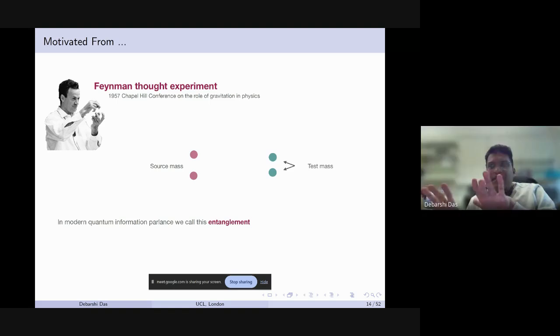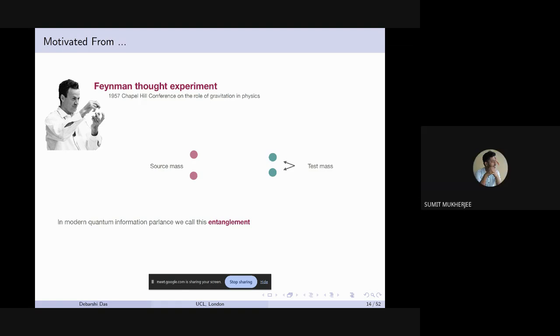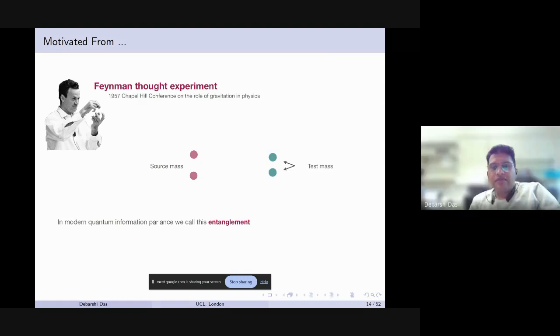This is just a vague idea. Feynman did not estimate the amount of mass which would create some observable effect. To observe this phenomenon, you obviously need a large mass. This is just a vague idea which Feynman presented in this conference.